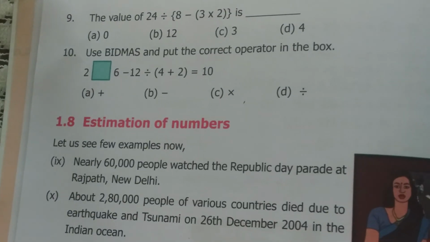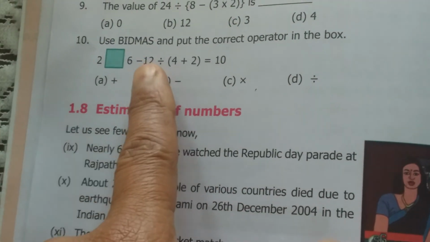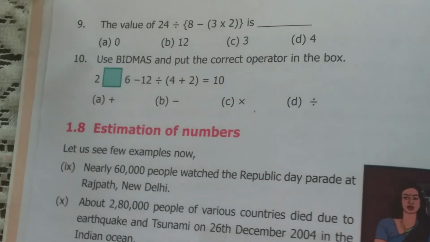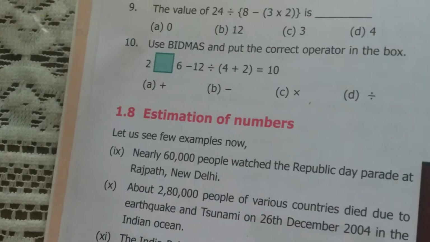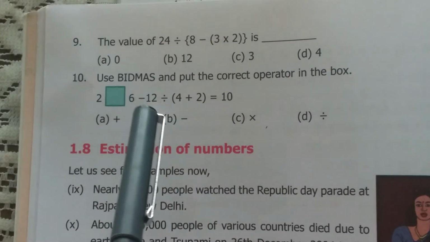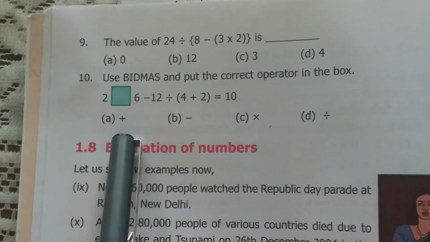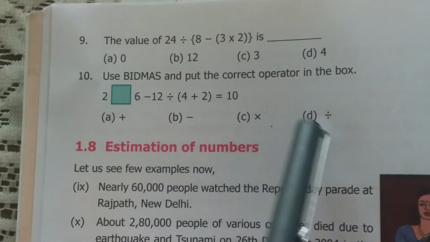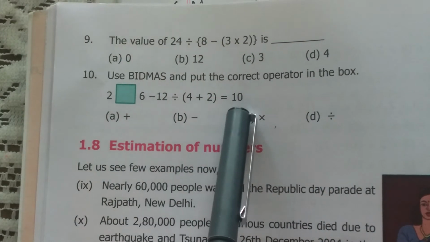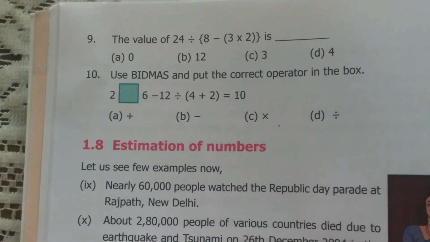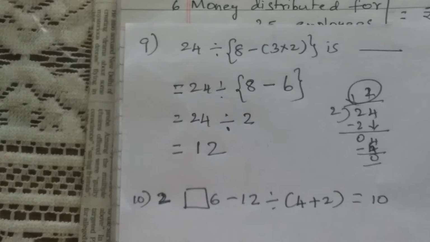Now question number 10, it is use BODMAS and put the correct operator in the box. What do you mean by operator? Operator means addition. The 4 options are given: addition, subtraction, multiplication, or division. So in this box we have to put the correct symbol, plus or minus or into or division, so that your answer is 10. We have to put the correct operation and do the sum, and your answer has to be 10. Okay. Now I've written the sum here.